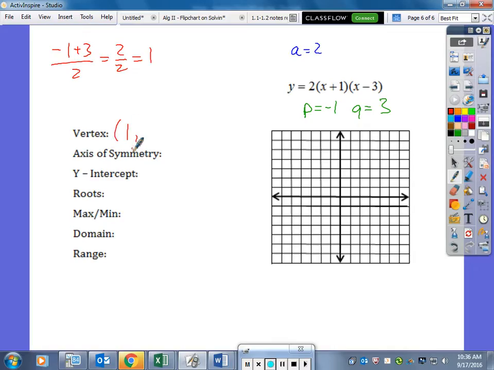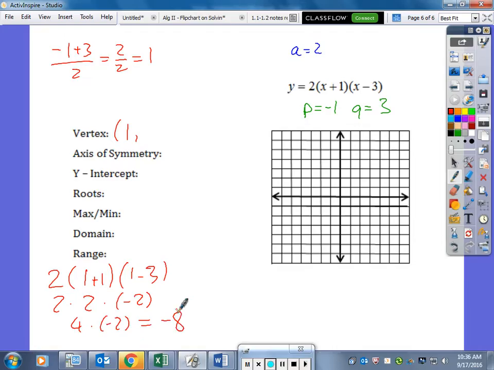That is our x-coordinate. Plug that in nicely into the equation. 2 times (1 plus 1) times (1 minus 3). 2 times 2 times -2. We get 4 times -2. In other words, -8. And here we got our vertex. The axis of symmetry is x is equal to positive 1.